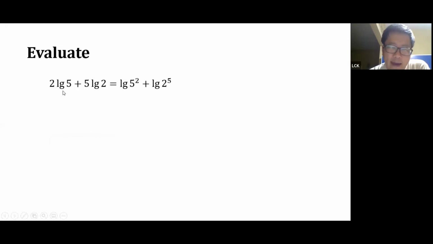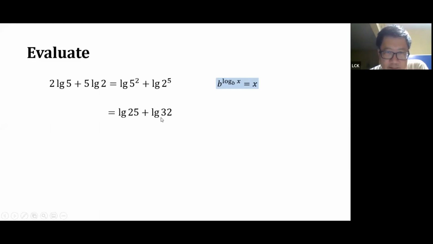Okay, now another sort of evaluate question looks like this. You have 2 LG. Now LG means log base 10. Log base 10 is so common that they have a special notation for it, and that notation is LG. So 2 log base 10 of 5 plus 5 log base 10 of 2. Bring that 2 up, so you have log 5 to the power of 2 plus log 2 to the power of 5. And 5 to the power of 2 is 25. 2 to the power of 5 is 32. So that's log 25 plus log 32.